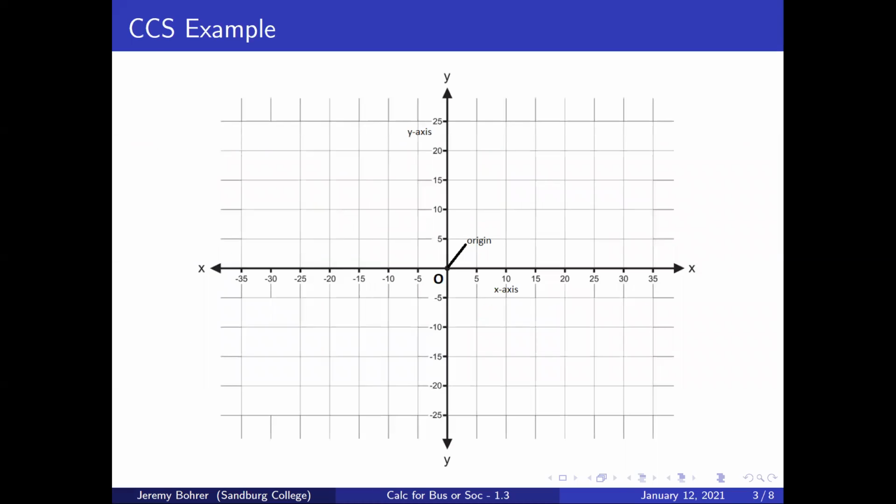Here is an example of a Cartesian coordinate system. Here is our center point O. Here is our x-axis, and here is our y-axis. And you'll note that in this particular example, we have the same scale. These squares, every step away from the origin is 5 units in any given direction.